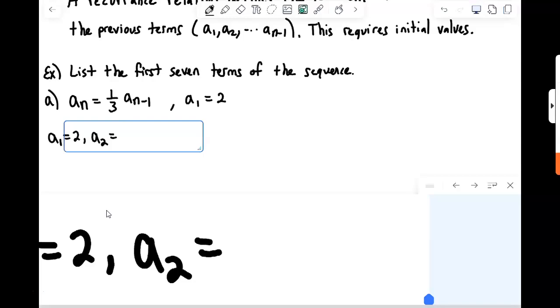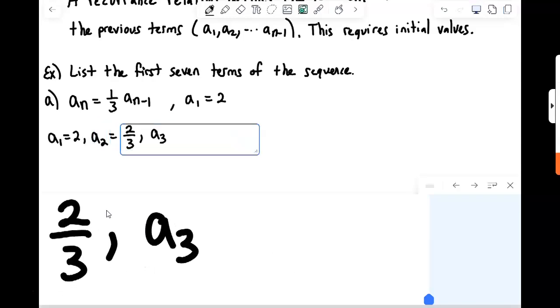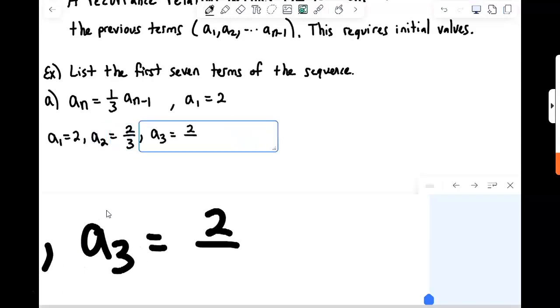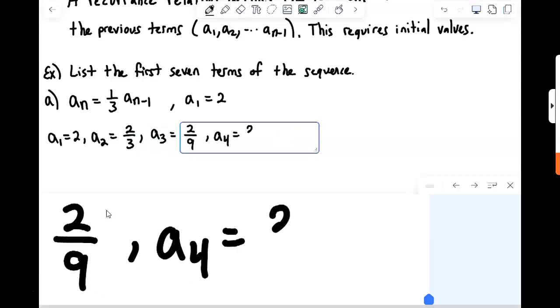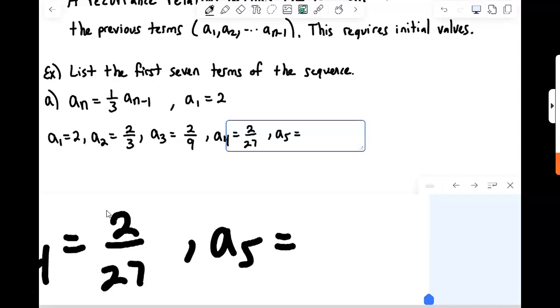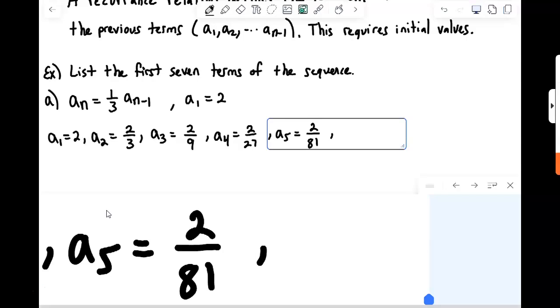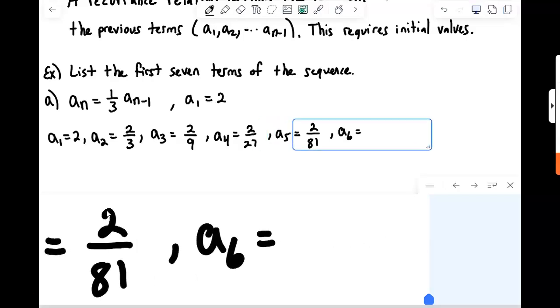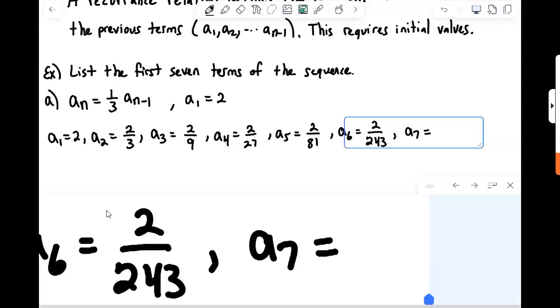2/3. A3 would be 1/3 of 2/3, so 2/9. A4 would be 1/3 of that, 2/27. A5 would be 1/3 of that, 2/81. A6 would be 1/3 of that, 2/243. And finally, A7 would be 1/3 of that, 2/729.